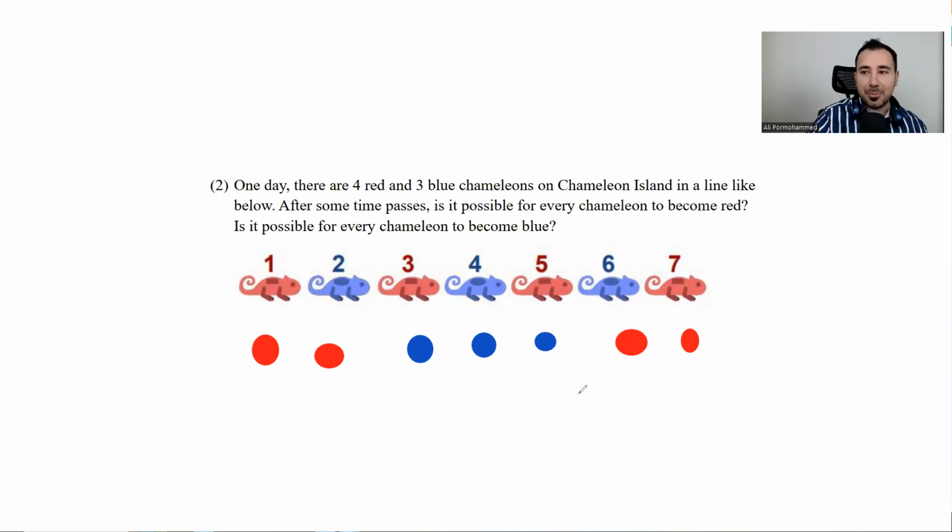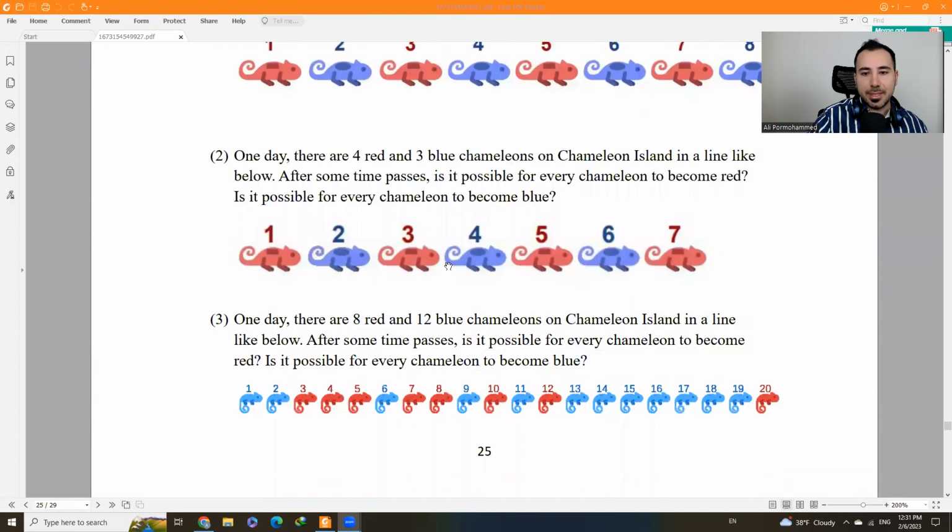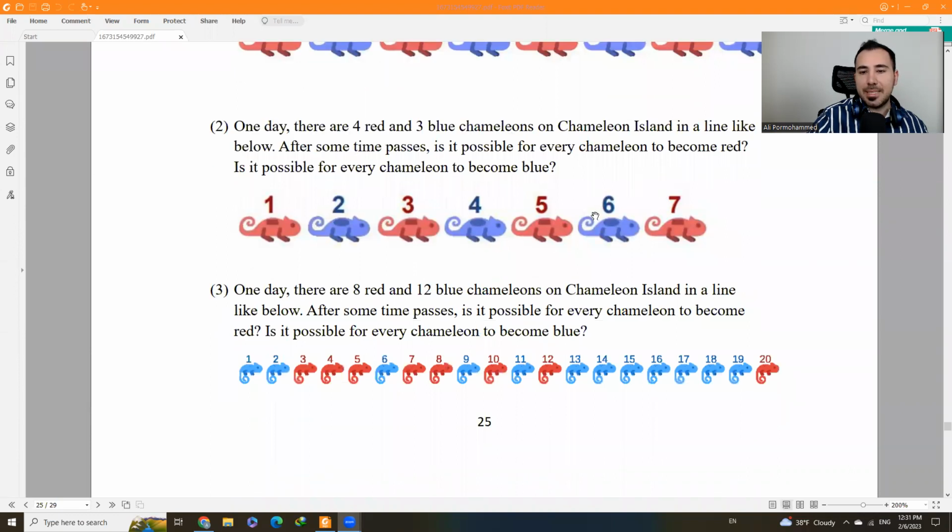But can we make all of them red? No, because one blue will be left either case. So basically, this question is very easy. If you want all of them to be red, the blue ones have to be an even number. So for the first question it was yes, because both of them were even. For this one, you can't make them all red because blues are 3. Good. Next one.